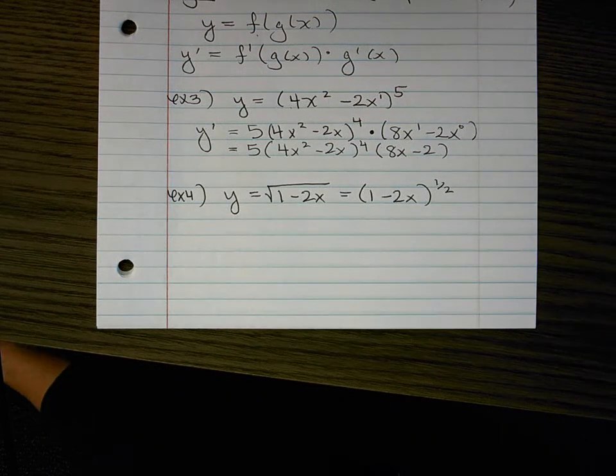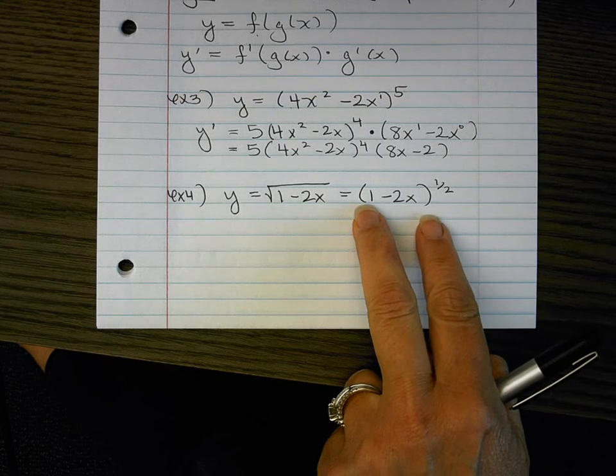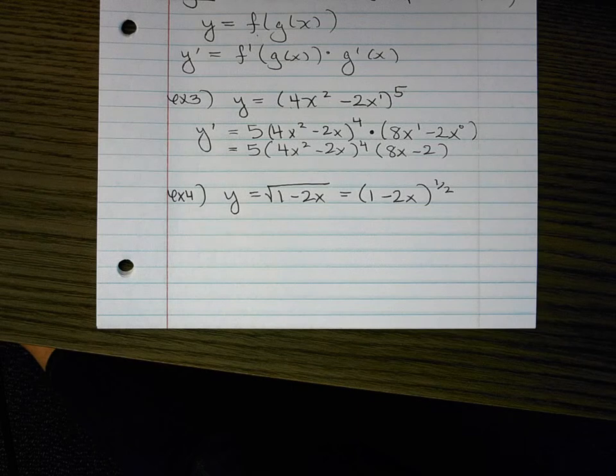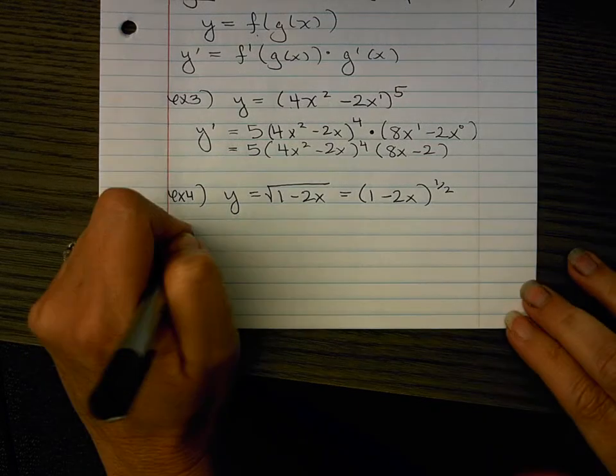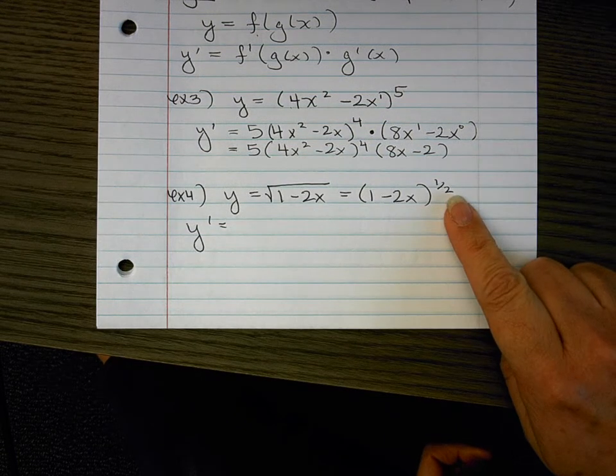So then again, I have that same situation where I have this grouping here. And whenever I get that grouping, that means I need to use that chain rule, right? So grouping symbols, chain rule. So here we go. So y prime. So I start from the outside, right? Because order matters in how I do this. Always start on the outside.